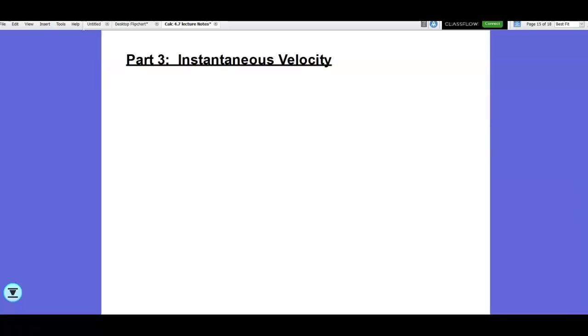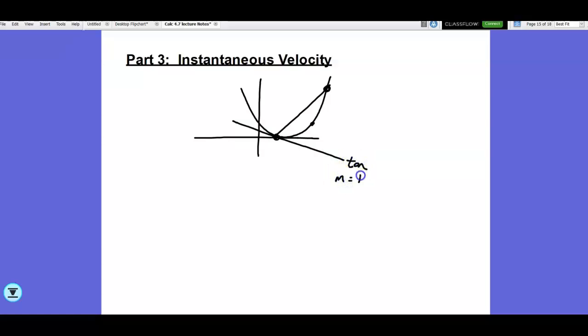Let's talk about instantaneous velocity now, a little bit more in detail. On the last page, I was talking once again about the average rate of change versus the instantaneous rate of change. Actually, let me do it this way instead. So this would be a tangent line, and its slope gives me the instantaneous rate of change. This is what we call a secant line, and the slope of that gives me the average rate of change, right?